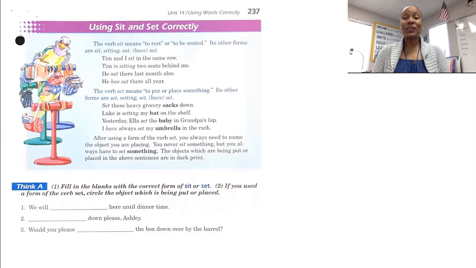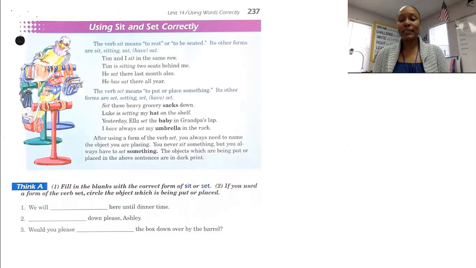Okay, let's move into our worksheet, page 237. I would like for you to direct your attention to the very top. If you don't have it in front of you, feel free to go ahead and pause the video once again and grab that. And I also would like for you to look at the very top with me, and we're going to read that together.